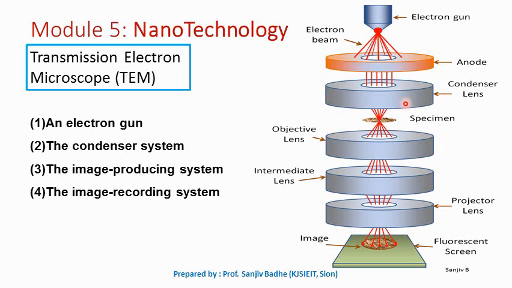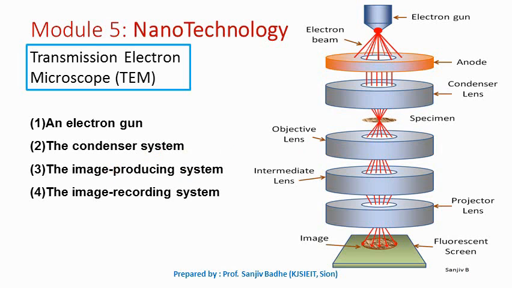Then we have a condenser system, which contains a condenser lens. A magnetic lens is used for condensing the electron beam, meaning focusing the electron beam onto the sample. So the condenser lens focuses the electron beam onto the specimen, the object which is to be viewed. The intensity and angular aperture of the beam is controlled by the condenser lens system, which is kept between the anode and the specimen.